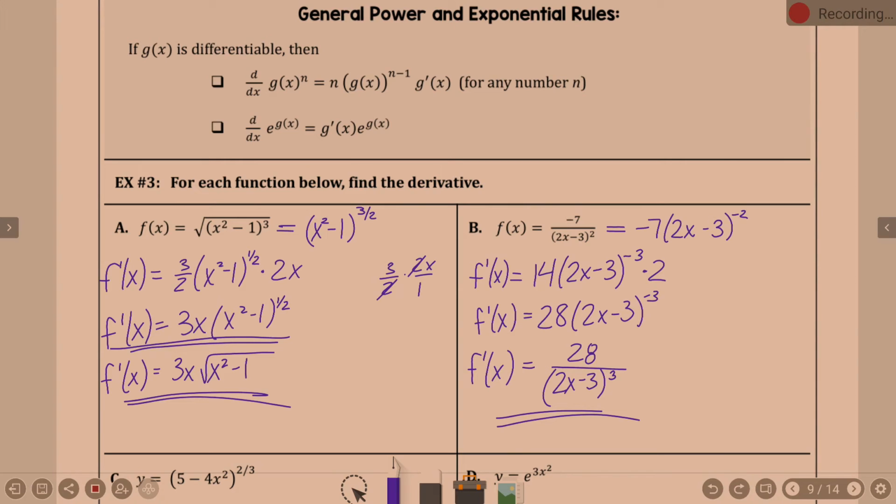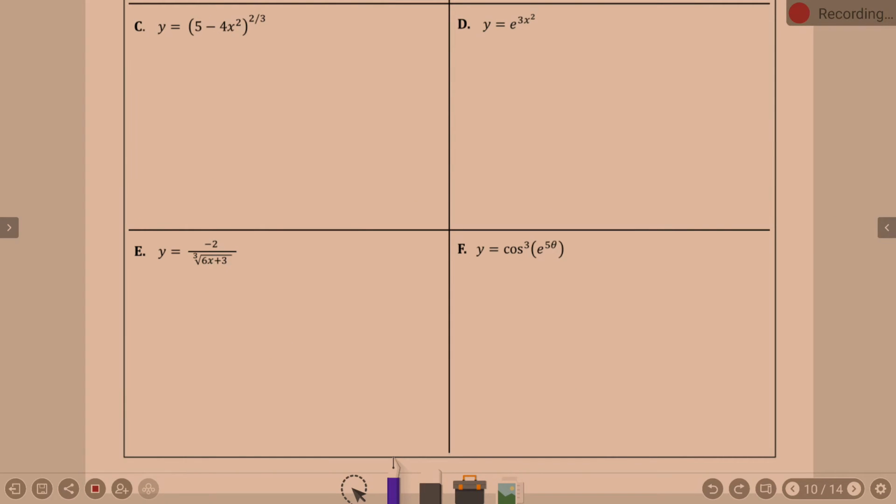Okay. Ready for the next one? I see multiple people working on the next one. So, moving along. Well, we don't have to rewrite this. It's already ready to go, isn't it?